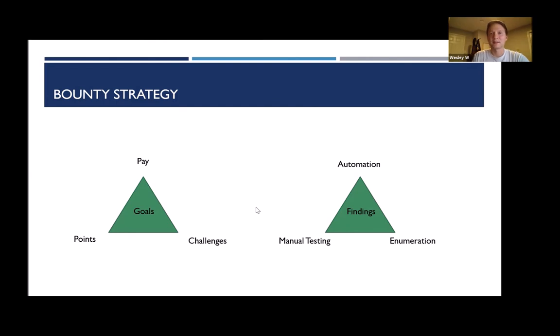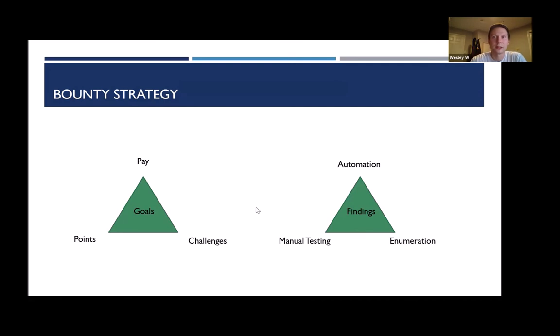HackerOne has their leaderboard, like I had said. Bugcrowd has a leaderboard. Synack has a leaderboard. So some people's goal is really to get as many points as possible instead of necessarily getting paid as much as possible. And then your other goal might be to do some of the challenges. So HackerOne runs live events that you can be invited to participate in person. A lot of the bounty programs will do time-bound challenges from time to time. So Synack one time did a challenge where the person who found the most vulnerabilities won a Tesla. So that might be your goal to work on. You want to win a free car.